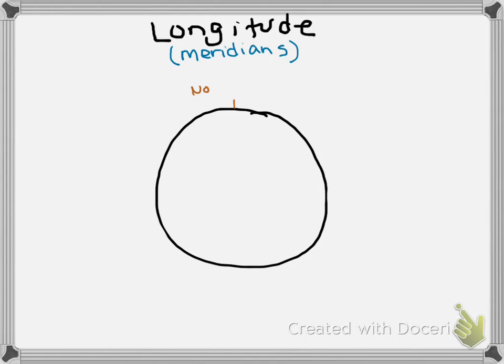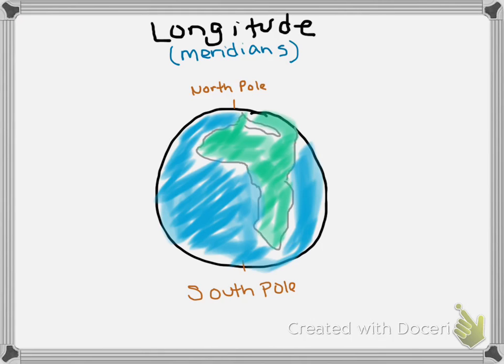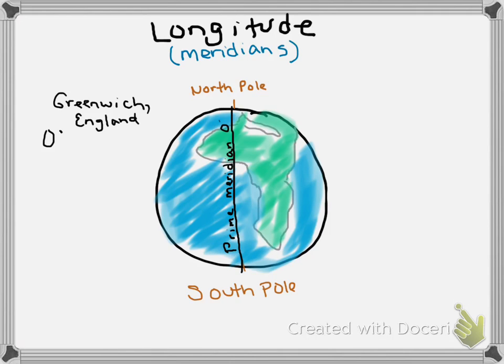Longitude, or lines of longitude, are also known as meridian lines. They start at the North Pole, and they go to the South Pole. So here's the Earth again. And this line that runs down from the North Pole to the South Pole through Greenwich, England, is called the prime meridian, and it's considered to be 0 degrees.